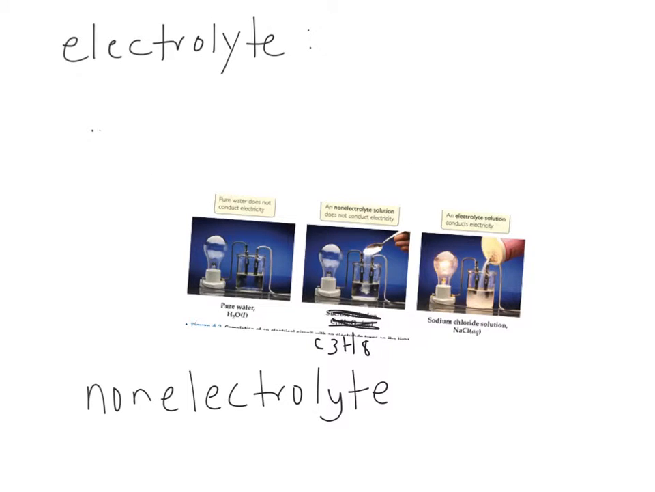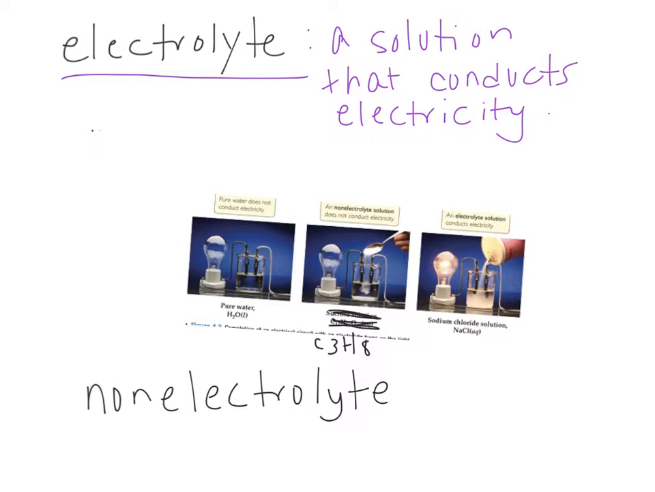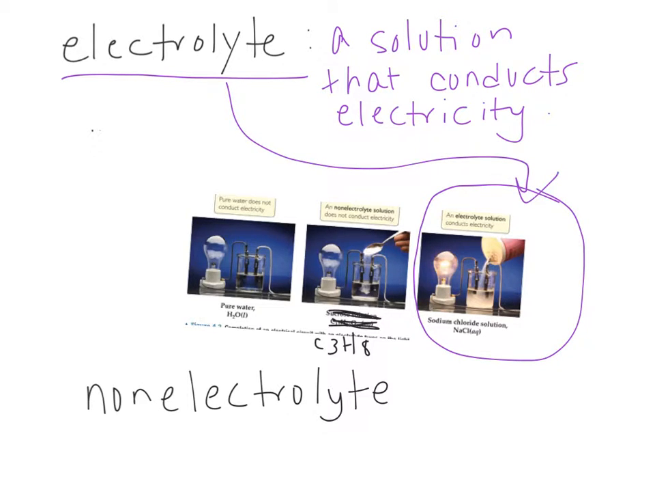So we're going to divide our aqueous solutions into two types to start with. The first one is an electrolyte. An electrolyte is a solution that conducts electricity. This solution is an electrolyte because you see the light bulb is on.